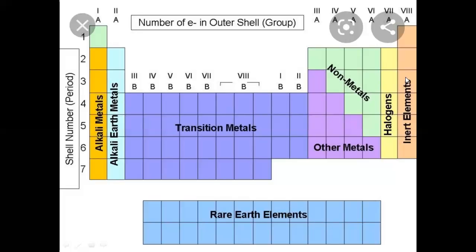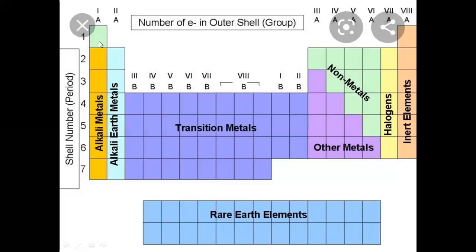So the columns in the periodic table are 18, but 8B is classified into 1, 2, 3 columns. We will consider these 3 columns as a single column. So 1, 2, 3, 4, 5, 6, 7, and these 3 are 8. So total 8 B groups are there. So 8 main groups and 8 transition elements or B groups. So 8 plus 8, total 16 groups in the periodic table.